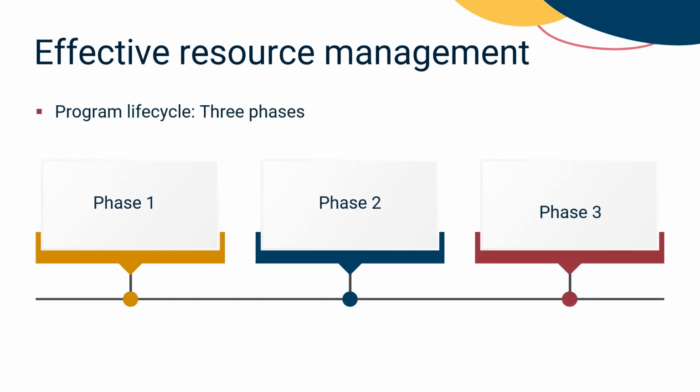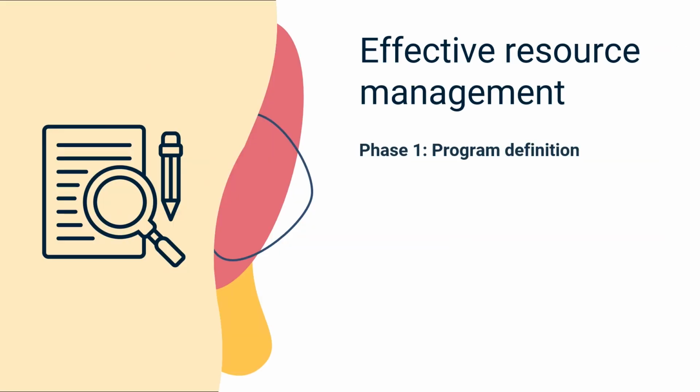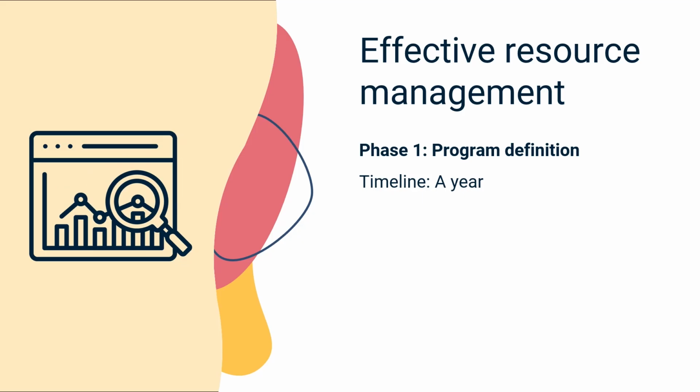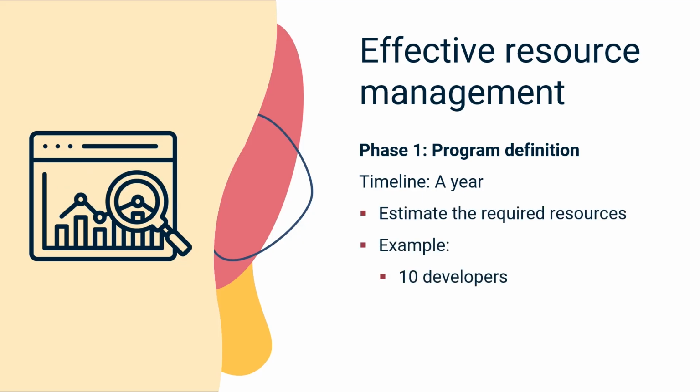Suppose your company is launching a new software product in the market. In the first phase, program definition, you define the program's key goals. For example, developing and launching a new software product within a year. The program charter estimates the required resources, such as a team of 10 developers, 5 designers, and 3 testers.